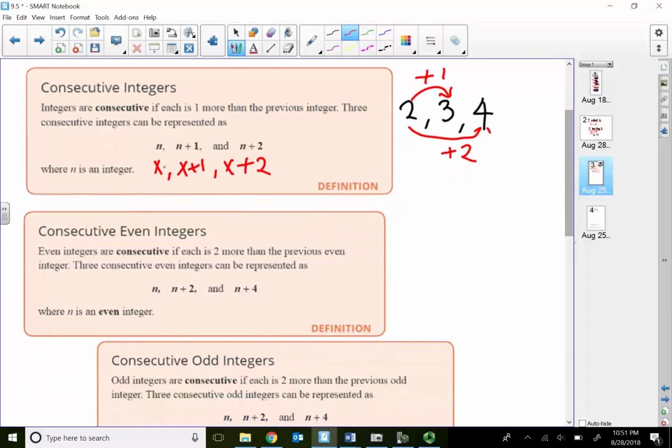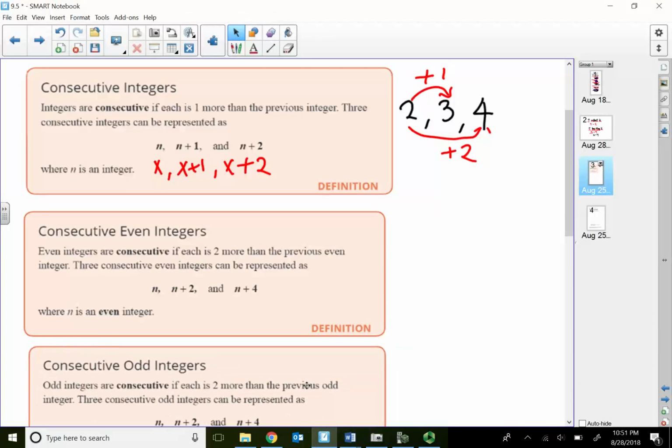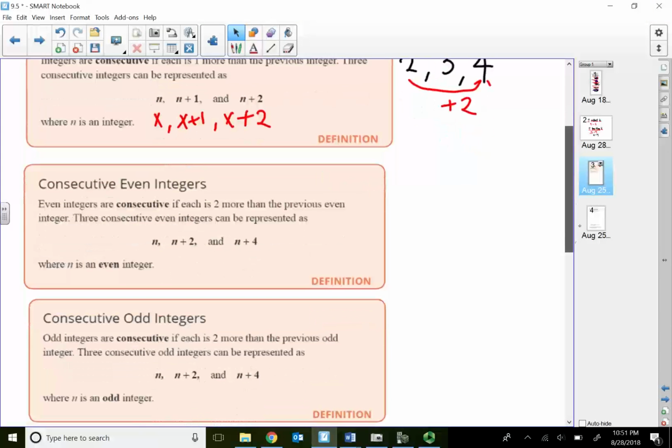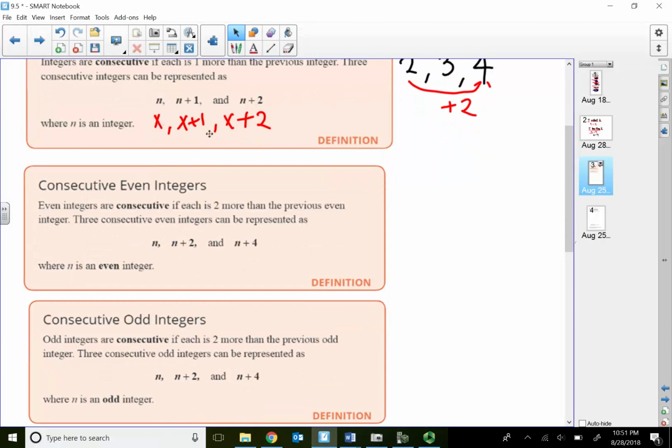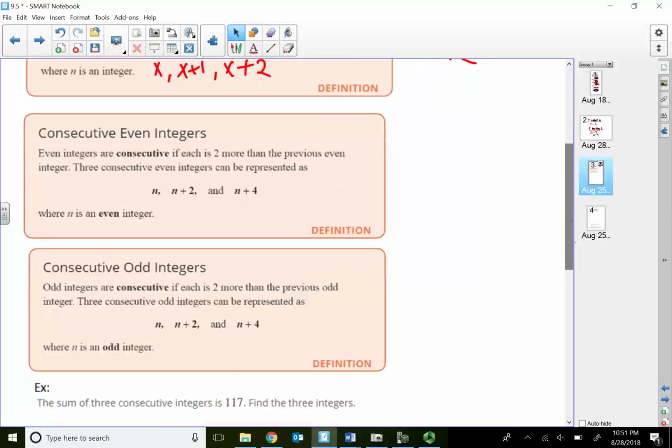These are the expressions we're going to use for the three integers. Sometimes the problems will call them the first, second, and third integer. Sometimes the problem will call them the biggest integer, which is x plus 2, and the smallest one, which is x. That's the wording we may run into when dealing with word problems. So make sure you memorize this. You have to memorize how you're supposed to set it up.